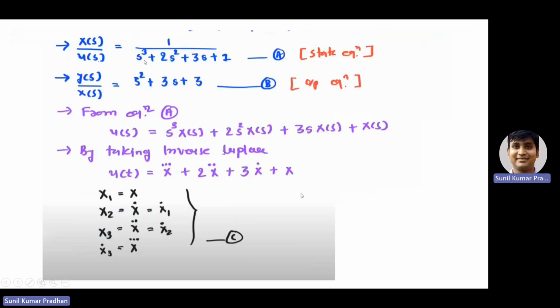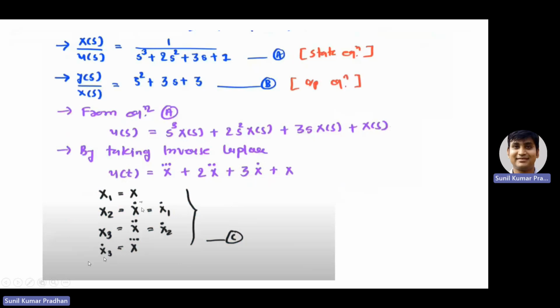Okay. Now here we have to take an assumption. Let x1 is equal to x. So what will be x2? x2 will be x dot. Now x dot will be x1 dot. Now let x3 is equal to x double dot. So x double dot will be x2 dot. So what is x3 dot? x3 dot will be x triple dot.